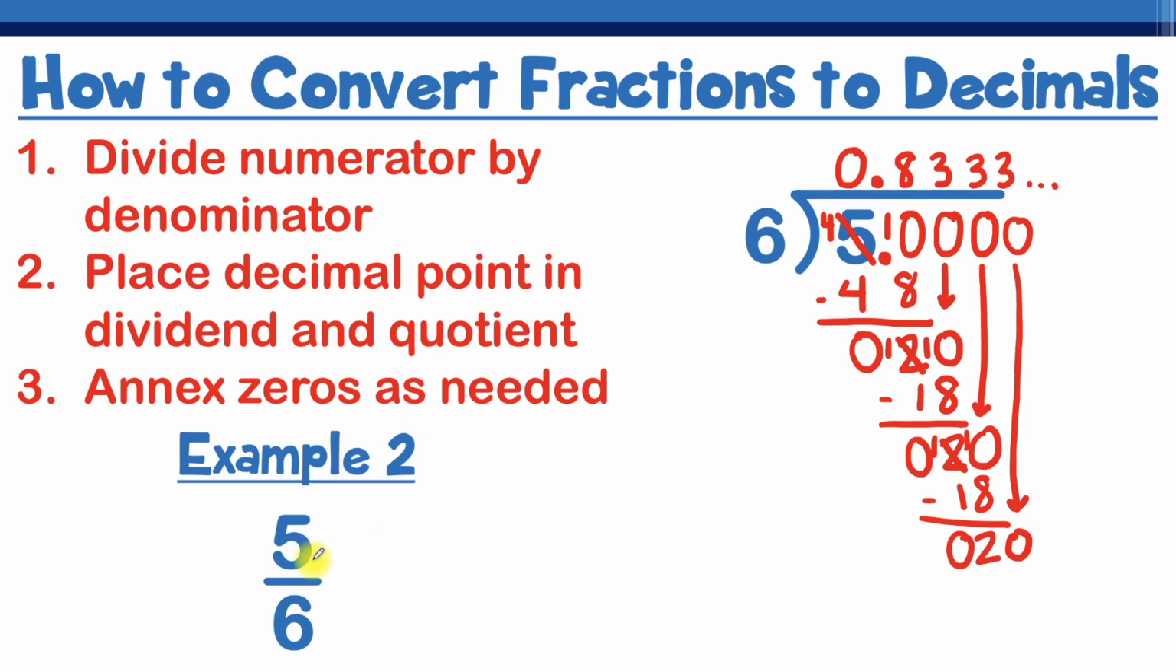So we'll say 5 over 6 is equal to 0.83 repeating. And that's what that little bar above that 3 means. That means just the 3 repeats. So again, 5 over 6 is equal to 0.83 with a repeating 3.